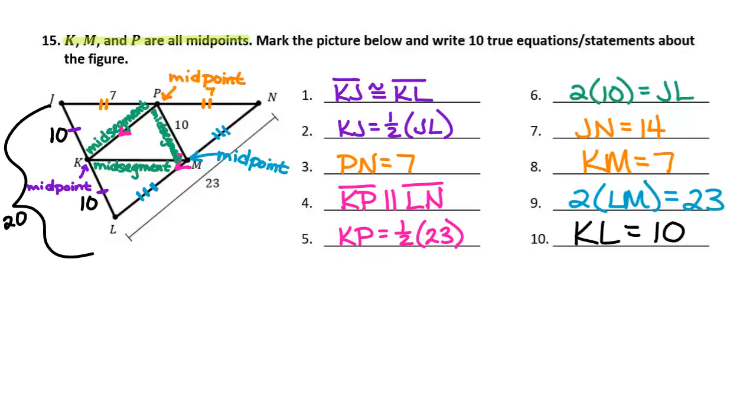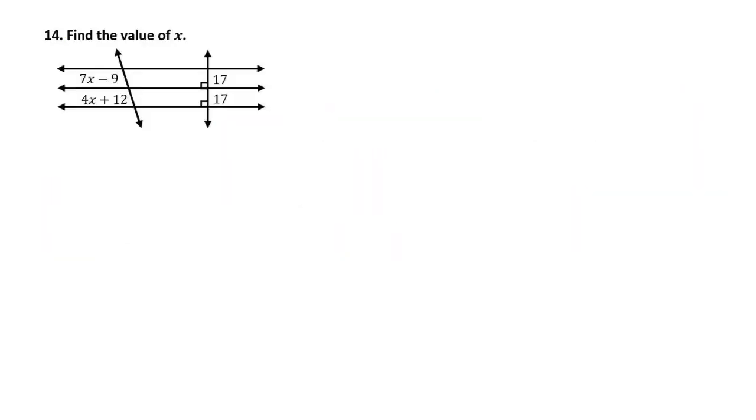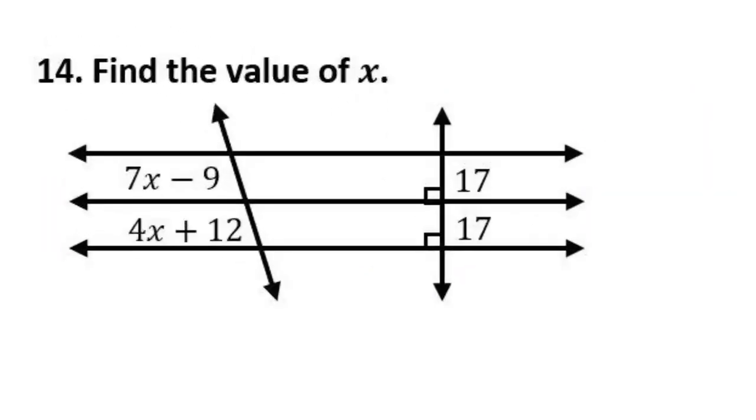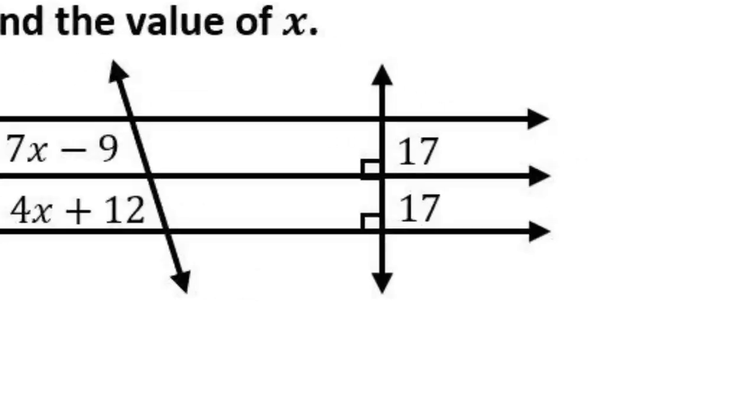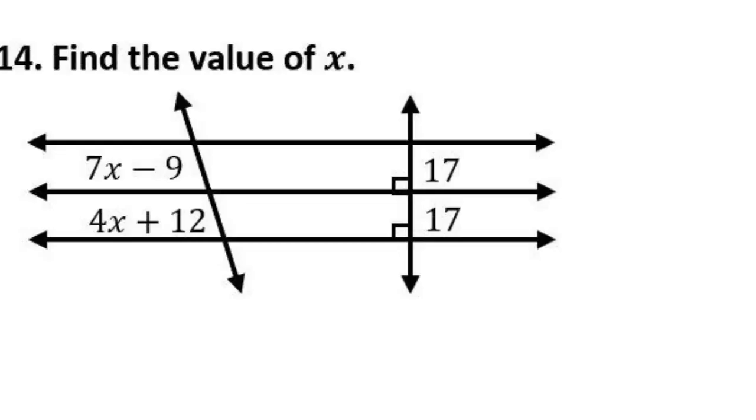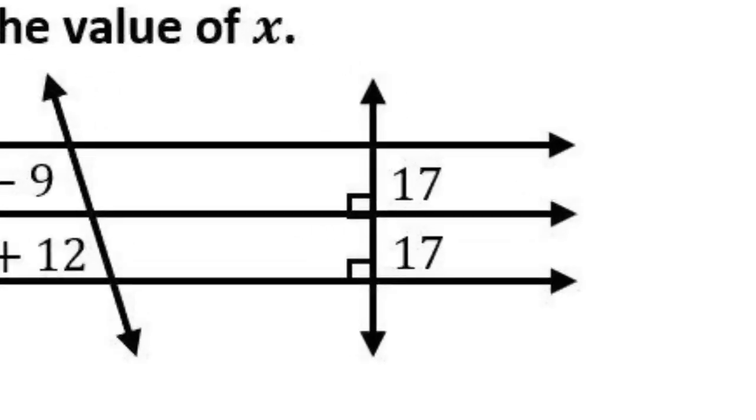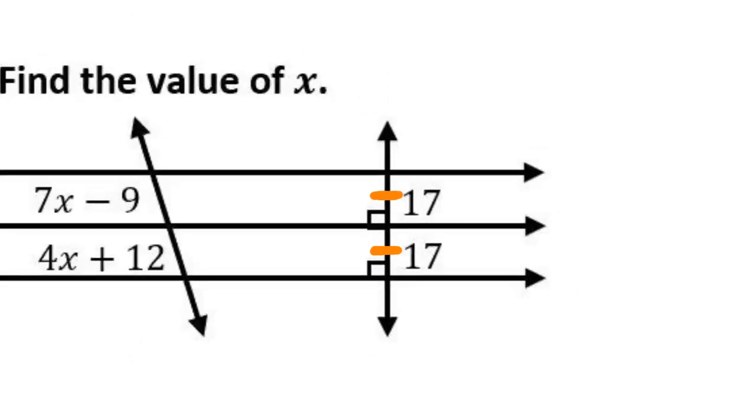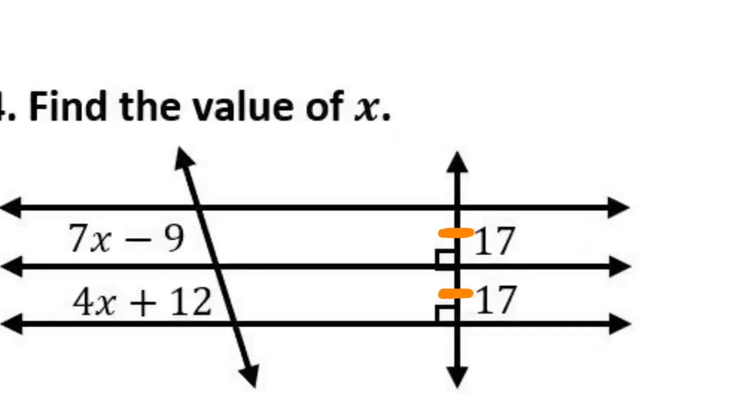Number 14? Absolutely. Let's go backwards one. Number 14, find the value of x. So the first thing I notice is, do you see these two segments over here that are 17? 17 and 17. Those are congruent. And it has these right angle markings here. So that tells me that these three lines are parallel.